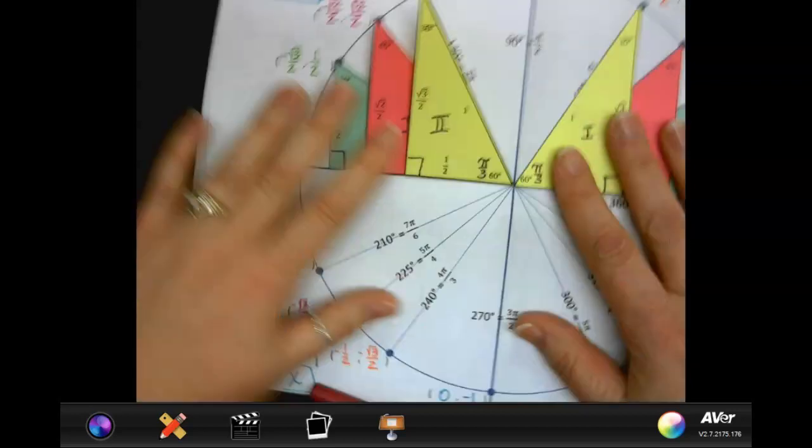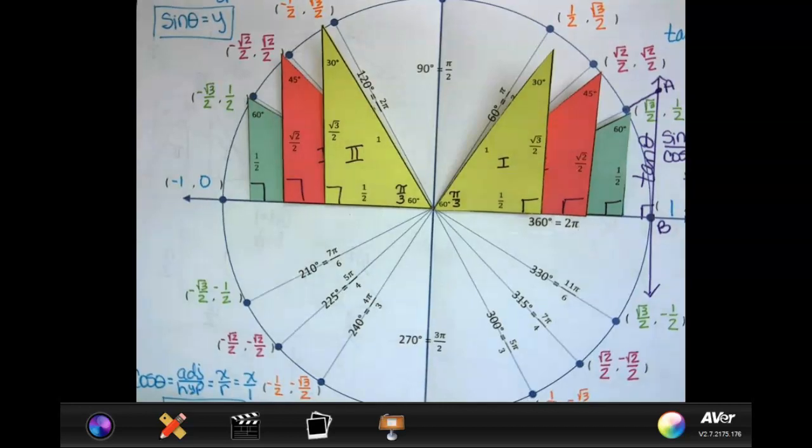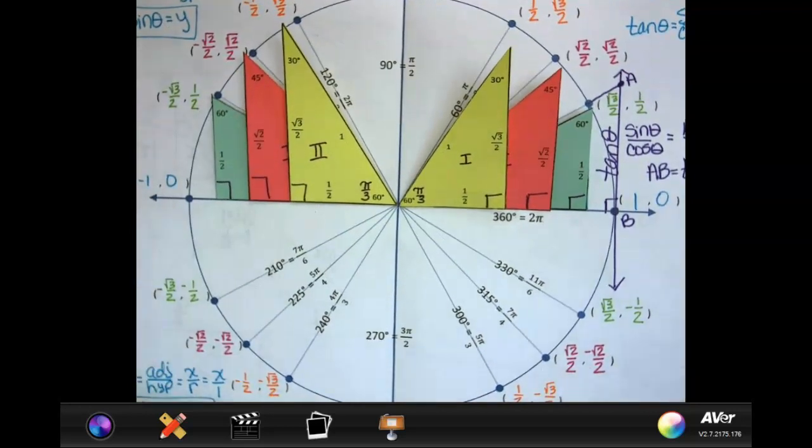So I want you to look at this beautiful work of art we have here. And I want to make sure that one of the things that you got out of yesterday was how to use this and what this really tells us.